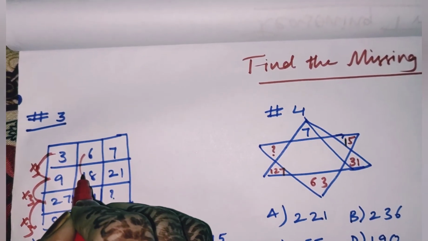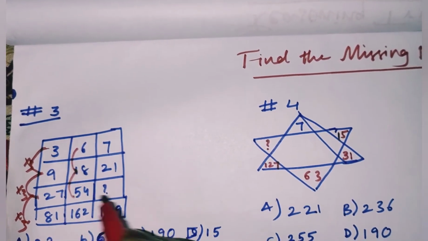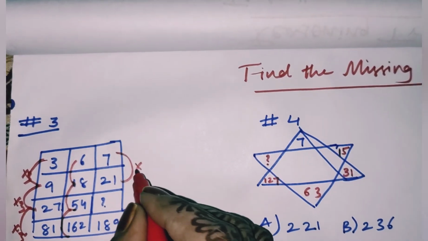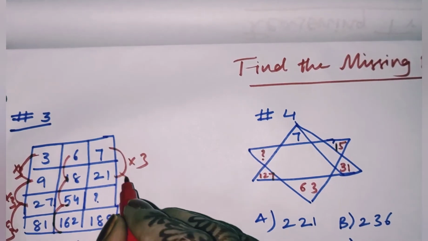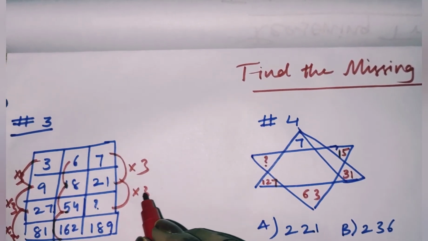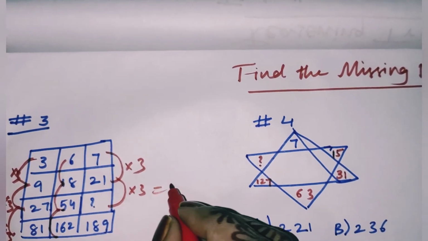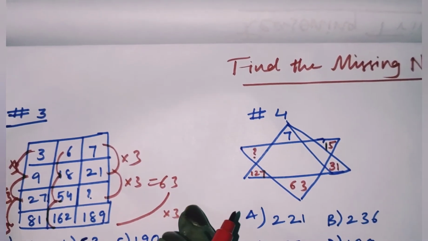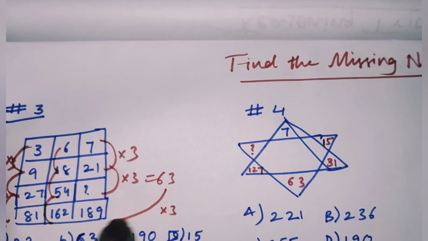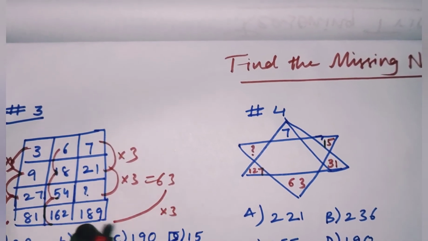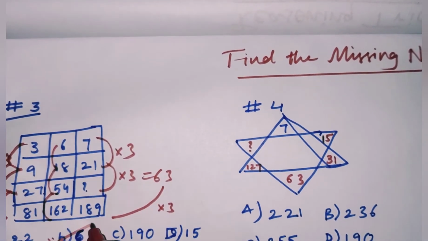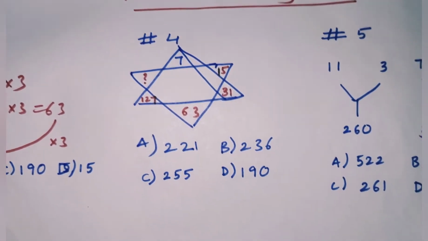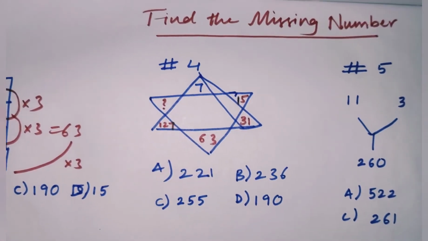Same here friends, 6 3s are 18, 18 3s are 54 and 54 3s are 162. Apply the same, 7 3s are 21. 21 into 3, how much friends? 21 into 3 is 63. Again check your option. If you multiply 63 with 3, whether you get 189. 3 3s are 9, 6 3s are 18. So here the answer is B, 63. This is the question which was repeated in UPSC.